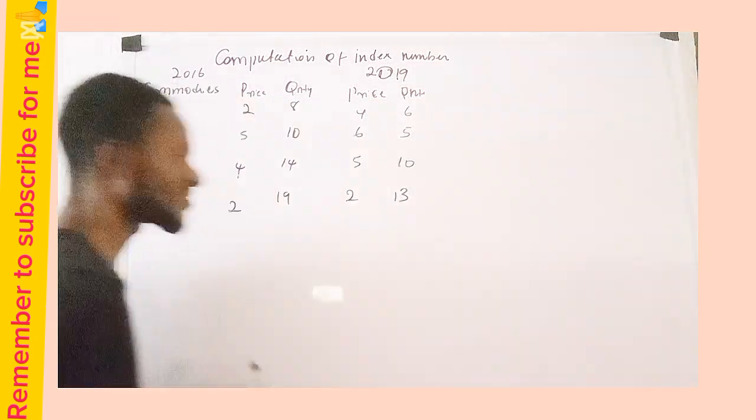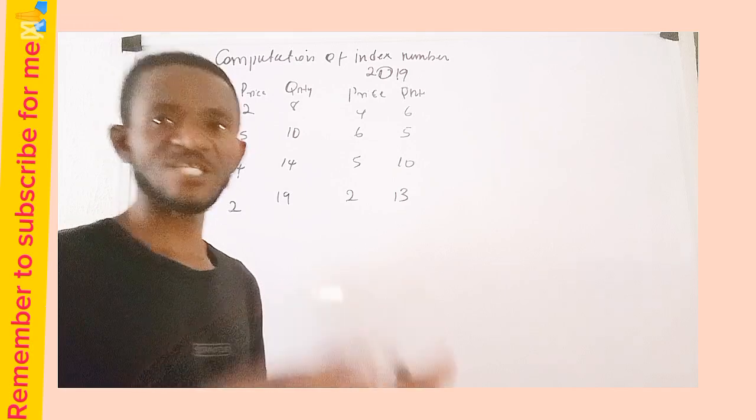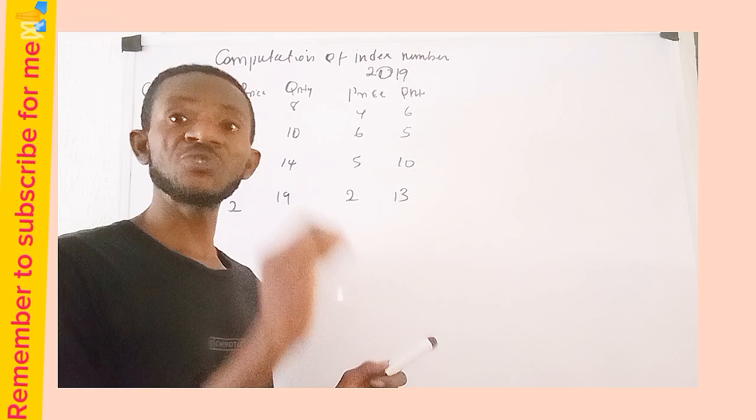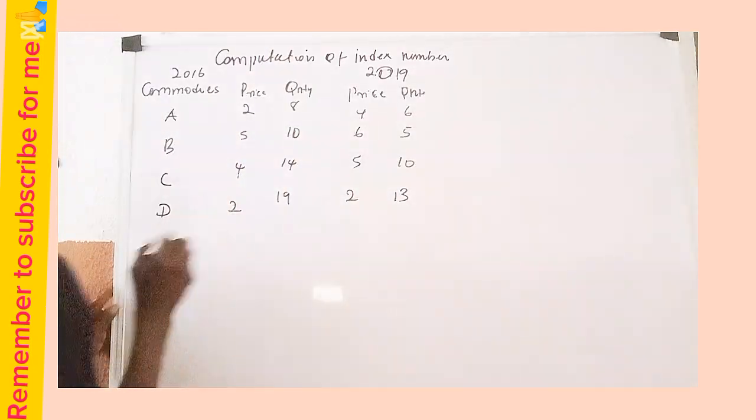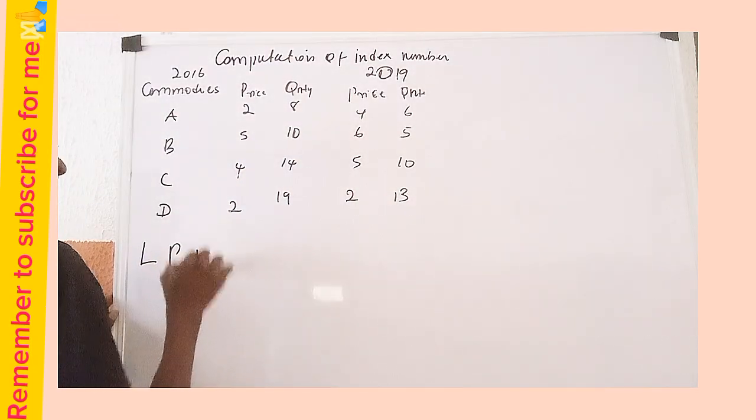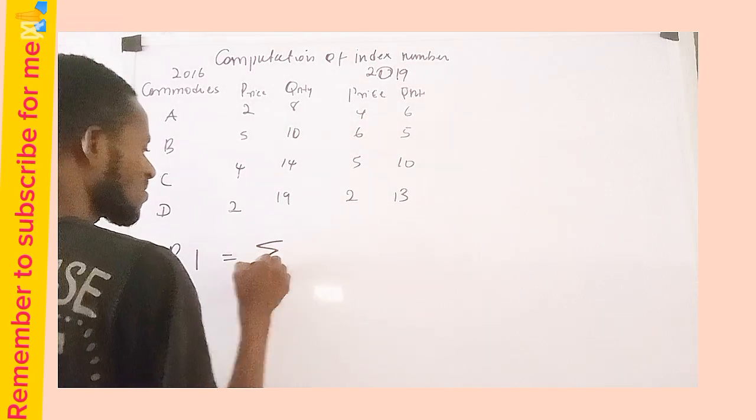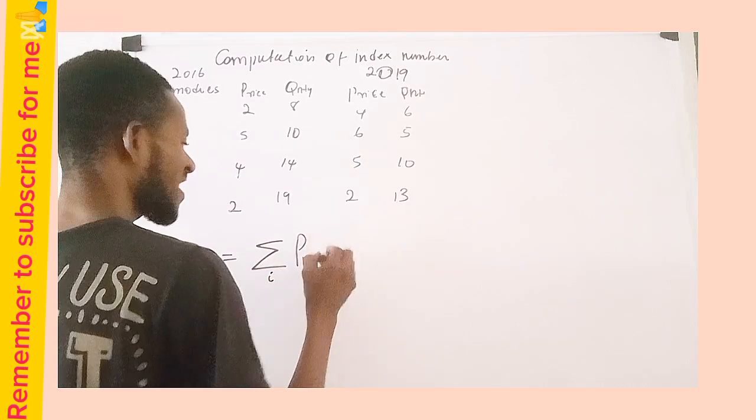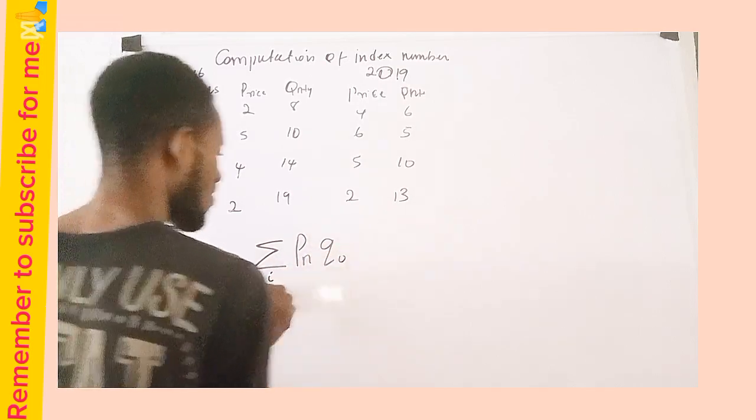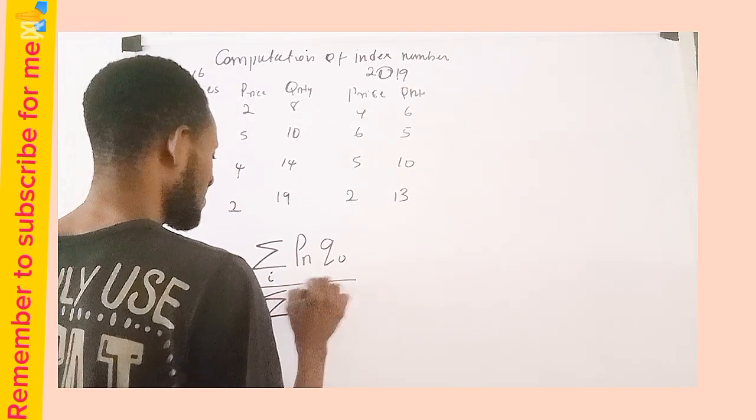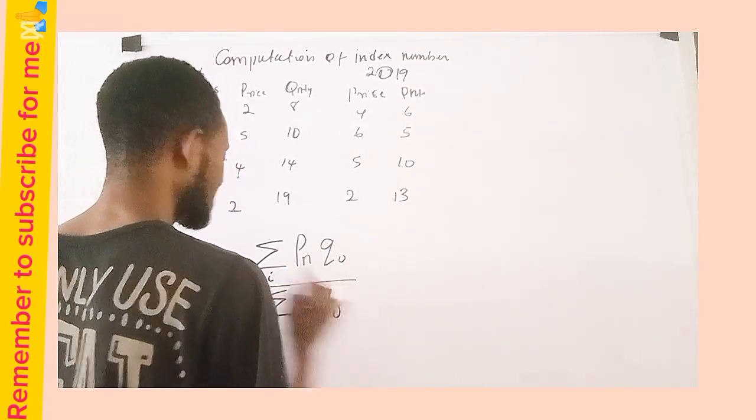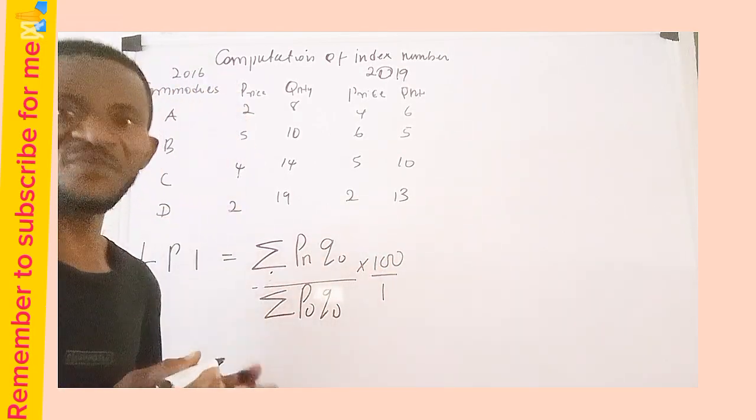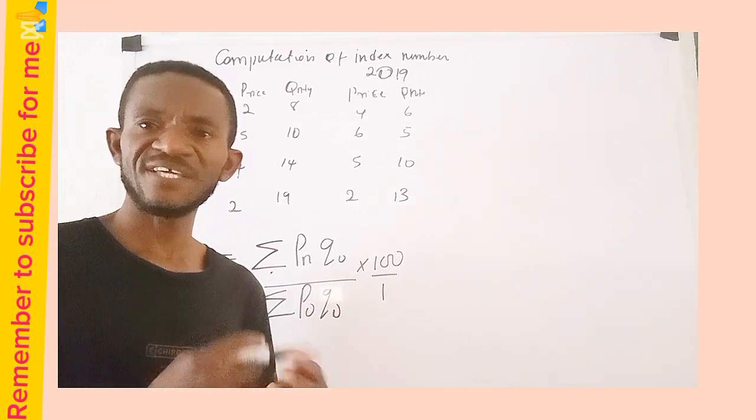Okay, before we go into calculating the Laspeyres price index, LPI, it's good that we write the formula first, so that we know what we should be needing. The formula says that LPI is given as the sum over i of P_n Q_0, all over the sum of P_0 Q_0, multiplied by 100 over 1. This is the formula for the Laspeyres price index.